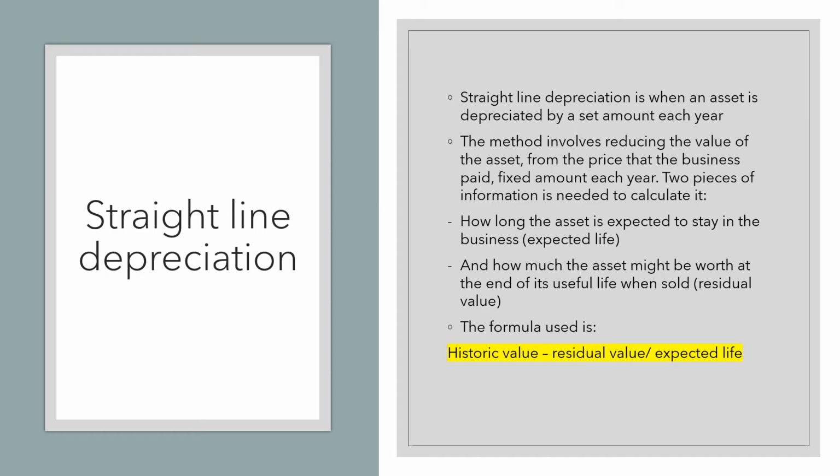One, how long the asset is expected to stay in the business, so its expected life, and two, how much the asset might be worth at the end of its useful life when it's sold, which is the residual value. The formula used is historic value minus the residual value divided by the expected life.